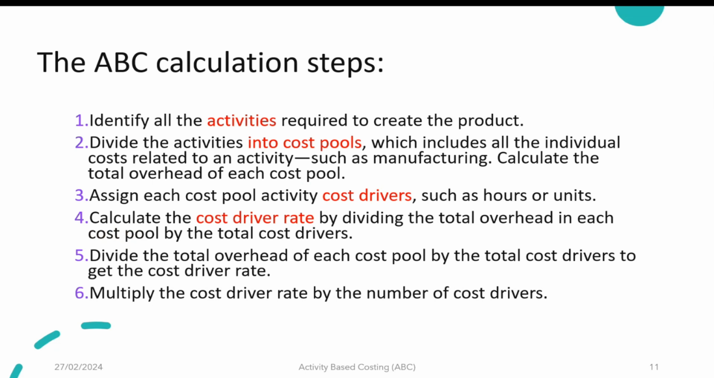So these are the steps. Okay, just to summarize them here, about 6 steps. Identify all the activities required to create the product and divide the activity into cost pools. Cost pools would include all the individual costs relating to an activity. Then calculate the total overhead of each cost pool and assign each cost pool activity a cost driver. To calculate the cost driver rate, we divide the total overhead of each cost pool by the total cost driver to get the cost driver rate, and then multiply the cost driver rate by the number of cost drivers. So that's the procedure of ABC calculation.